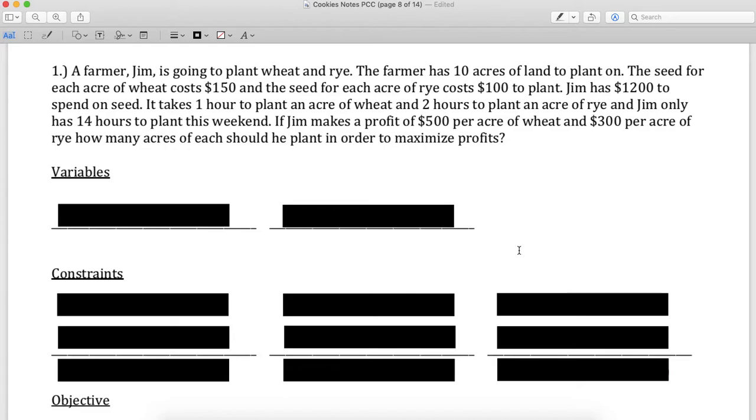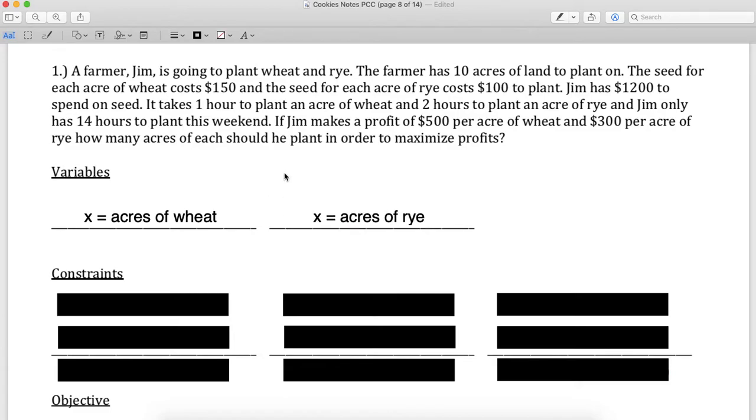If Jim makes a profit of $500 on each acre of wheat and $300 on each acre of rye, how many acres of each should he plant in order to maximize his profits? Okay, so first of all, for our variables, we're trying to figure out what combination of wheat and rye the farmer should plant. So I'm going to let x stand for the acres of wheat, simply because it was mentioned first in the problem, and I'm going to let y stand for the acres of rye.